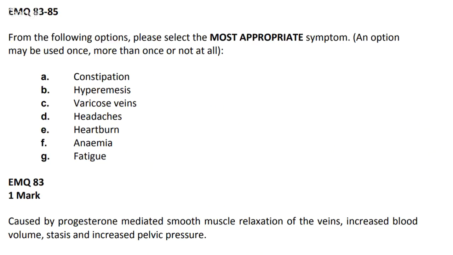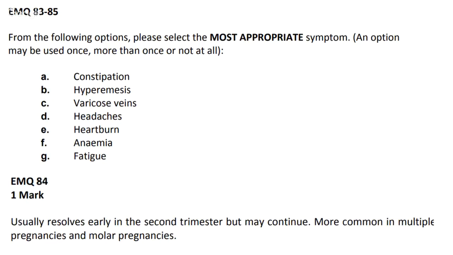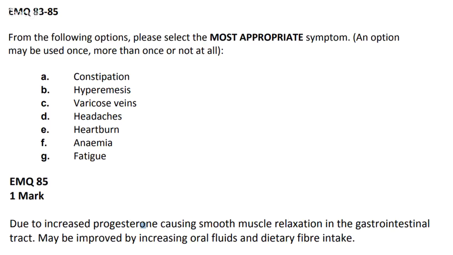Okay, next one. So these are all relatively straightforward questions. So progesterone side effect, volume, stasis, pelvic pressure, muscle relaxation of veins. What is it? Varicose veins. Okay. Next one. Usually resolves early in the second trimester. More common in multiple pregnancies and molar pregnancies is hyperemesis. Okay. And that's because hyperemesis is completely hormone related. That's why molar pregnancy is associated with severe hyperemesis. Okay. So too much muscle relaxation in the GIT, improved by fluids and fiber. This is just giving you the answer. Constipation. Yeah, this is the 2013 exam.